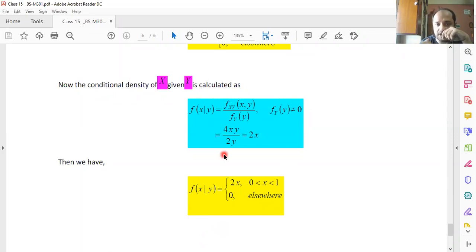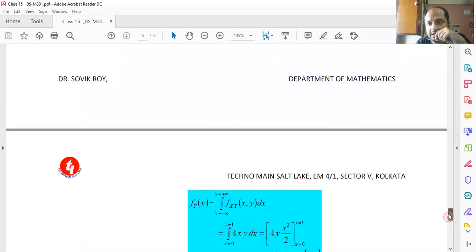So this is the direct application of the definitions which I have discussed above. And this definition corresponds to the continuous variable. You can do the same thing corresponding to the discrete variable case.